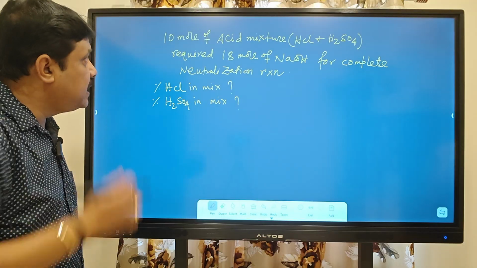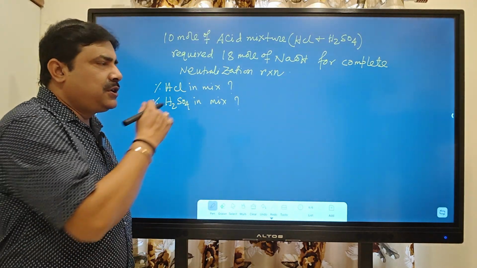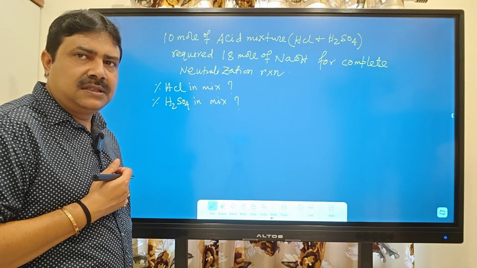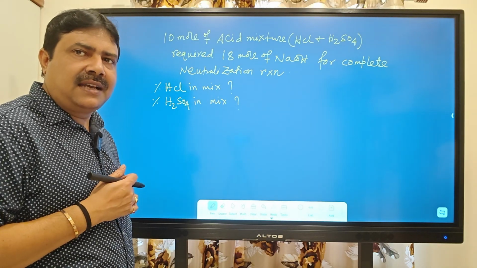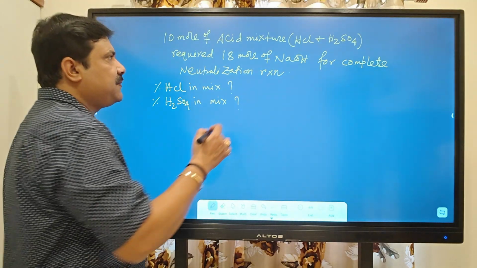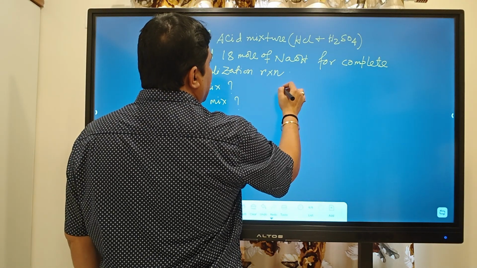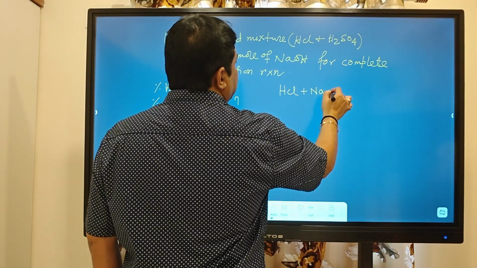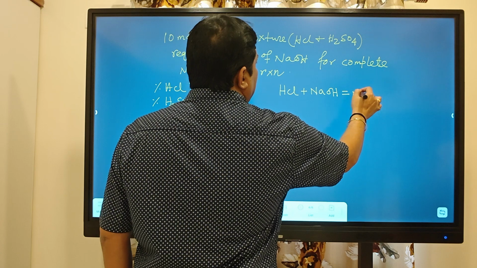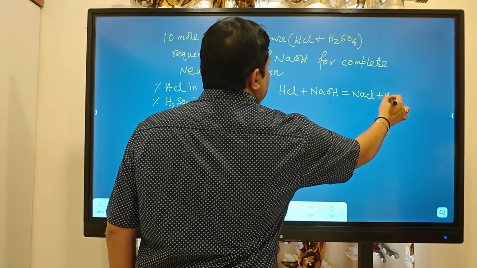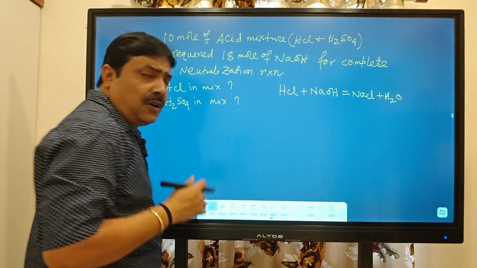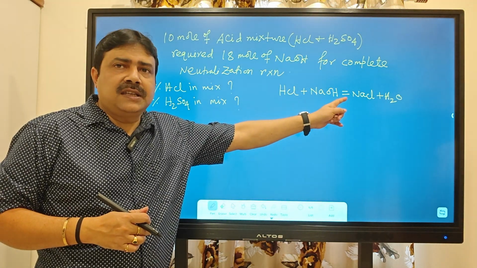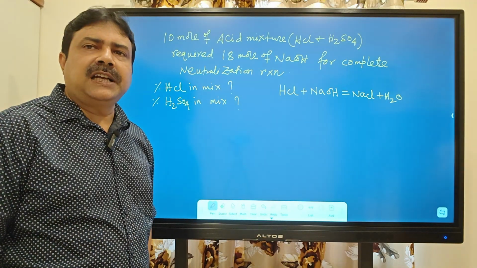Now you look at how I will explain these things. I told you, you need to write down the balanced chemical equation. Both the acids are reacting with what? NaOH. And the total NaOH consumption, how much is there? That data they provided. For that purpose, first you write down the balanced chemical equation. Like HCl reacts with NaOH to form NaCl and water. Now you look, this is balanced. So 1 mole of HCl will react with 1 mole of NaOH, forming 1 mole of NaCl and 1 mole of water.